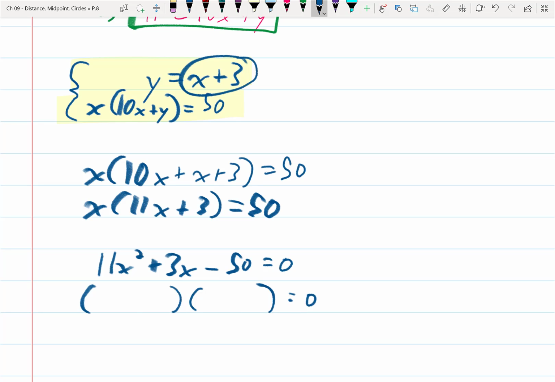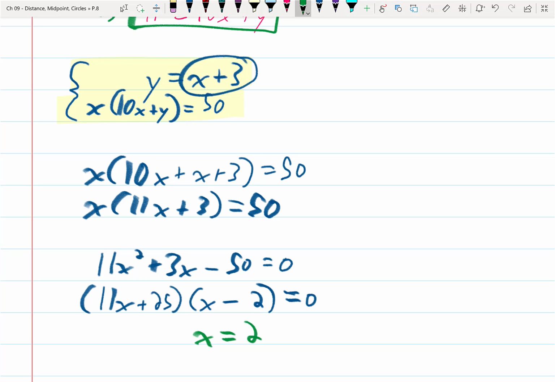So let's break this up into 11x and x, because it has to be 11 and 1. 50 could be 5 and 10, 1 and 50, 2 and 25. I'm going to argue let's put the 2 here and the 25 here, so I can get a difference of 22 and 25, plus 25 minus 2. You get x is equal to 2. I'm not even bothering with x is equal to negative 25 elevenths.